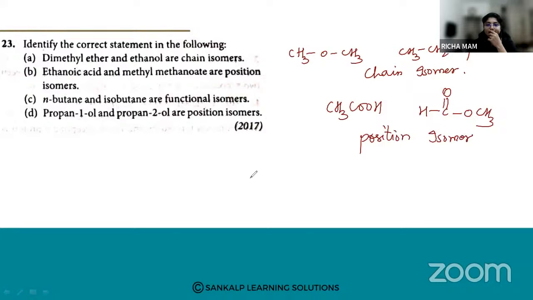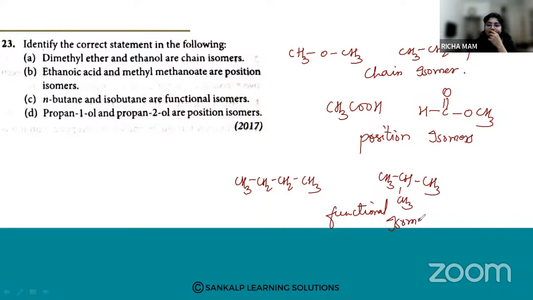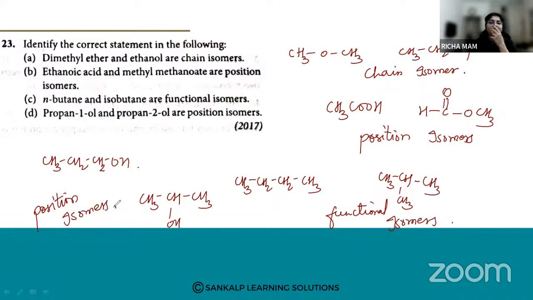So these are termed as position isomers. Then next is n-butane, that means CH3, CH2, CH2 and CH3. N-butane and isobutane, that is CH3, CH, CH3 and CH3. So these are termed as functional isomers. Then next is propan-1-ol, so CH3, CH2, CH2OH, and propan-2-ol, so CH3, CH, OH and CH3. So these are termed as position isomers.